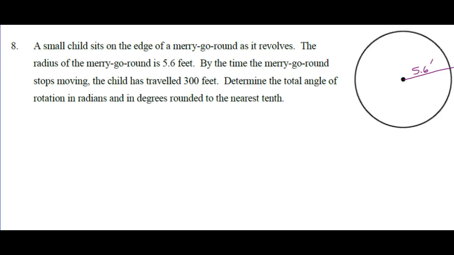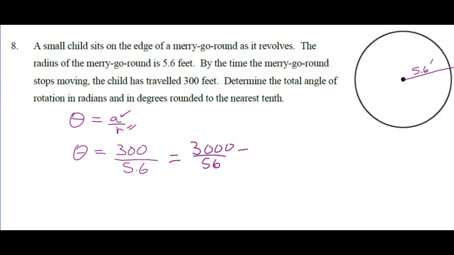Okay, so what's theta? A over R. What do we know? We know this and this. So theta is 300 feet over the radius, which is 5.6 feet. Okay, we don't need to write the units on this. So what's that work out to? Does it want exact? Determine the total angle rotation, and so it's 300, so this becomes 3,000 over 56, which ultimately becomes 375 over 7 radians.